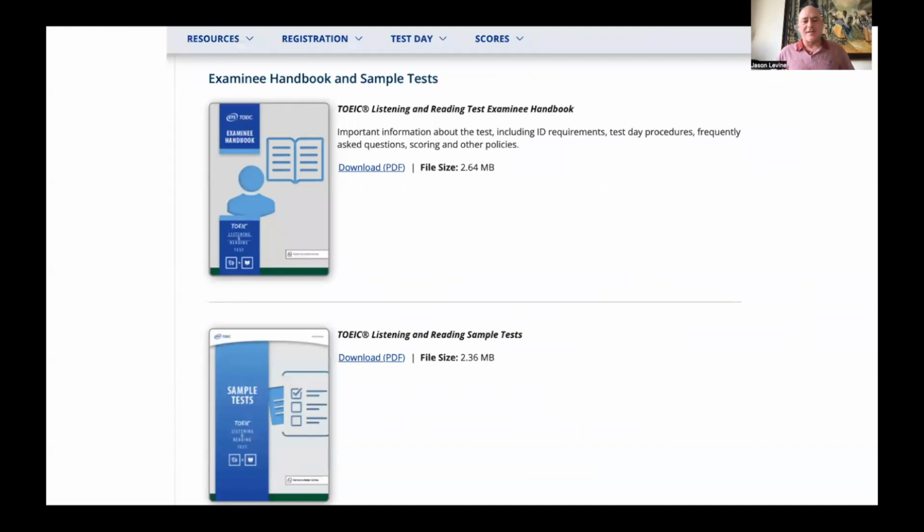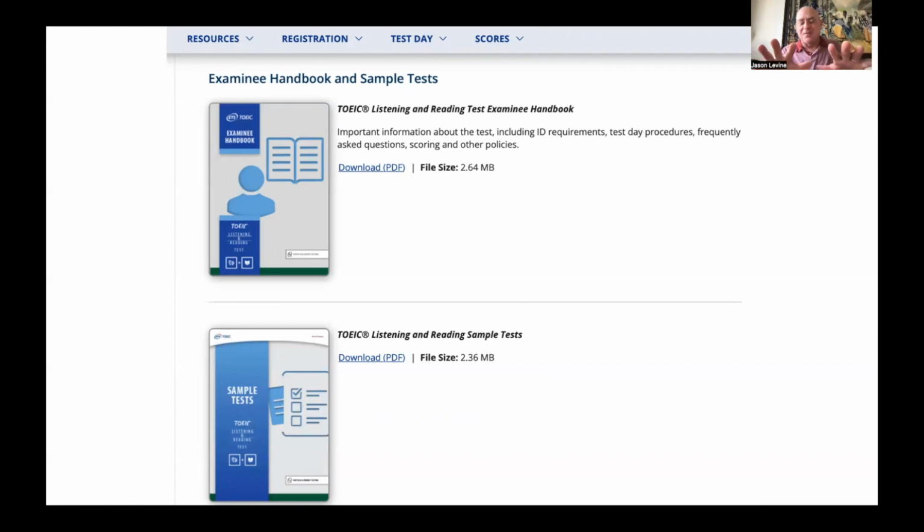TOEIC is notoriously horrible in terms of what's available for students. They used to publish past tests, TOEFL also. So this is an ETS thing. They decided that they weren't going to make past tests available, just a little bit of content that's real. So the examinee handbook has a few questions in it, but get this, the listening and reading sample test, it's not even a test, it's what's already in the handbook.